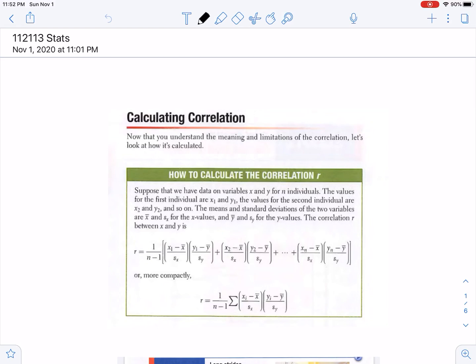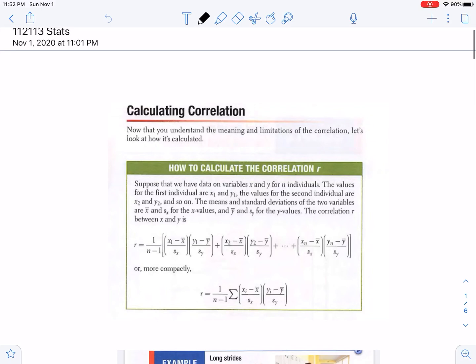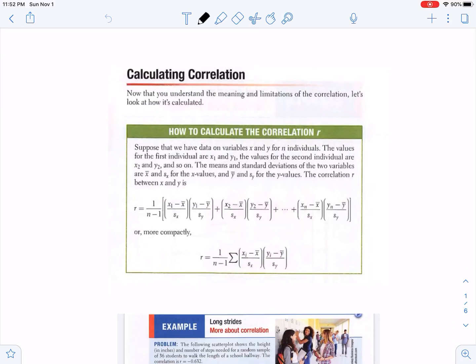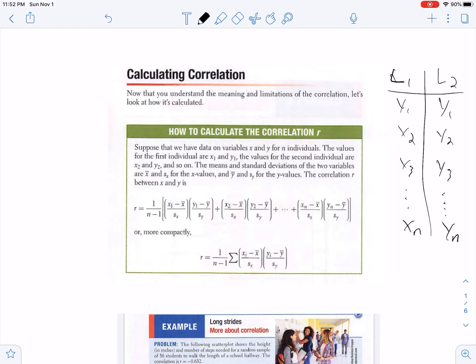So today we're talking about calculating correlation. We saw how to do it in the calculator before, but this is the formula for it. The way it works is we have our two lists. We'll call them L1 and L2 to match our calculator. We think of list 1 as being all the x's, x1, x2, x3, all the way down to xn. Same thing with L2, y1, y2, y3, all the way down to yn.